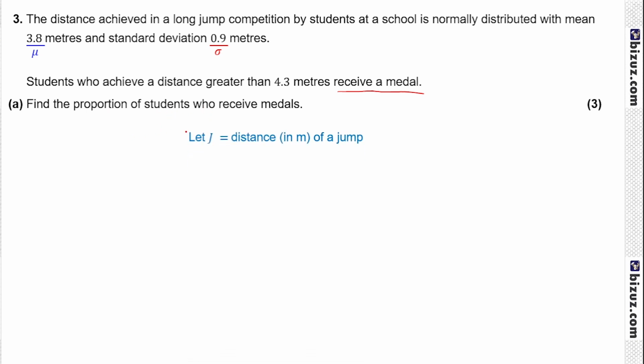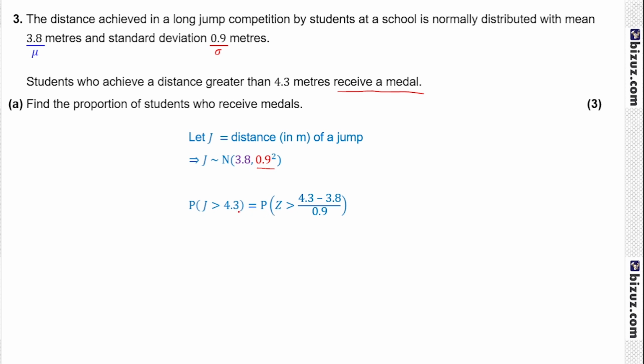So first, let's name our variable. Let j be the distance in meters of a jump. So j is normally distributed with the mean of 3.8 meters and a standard deviation of 0.9, so a variance of 0.9 squared. This is just writing this in notation. The main thing starts here. We need to solve this. What's the probability of getting a medal? And that's the same as the probability of j being greater than 4.3. So this is going to be equal to the probability of z.